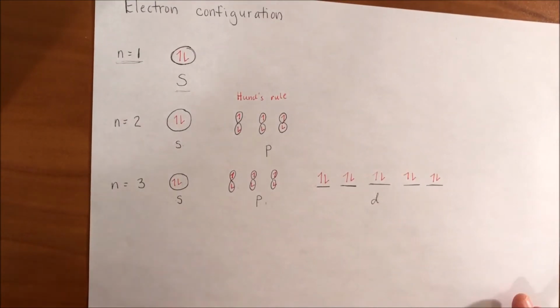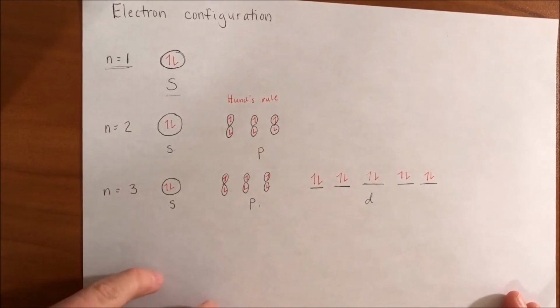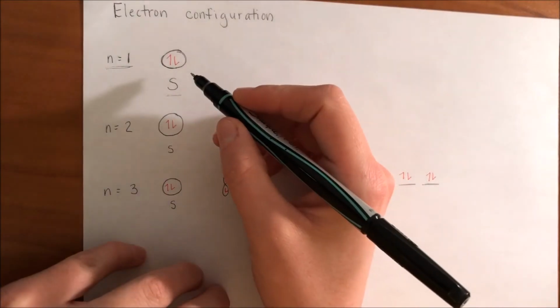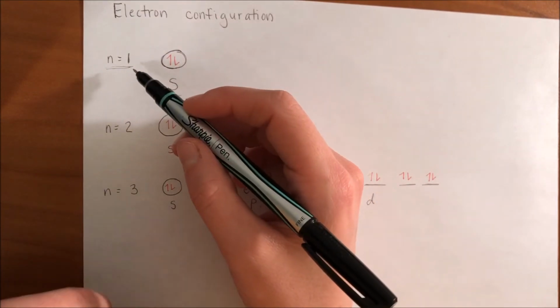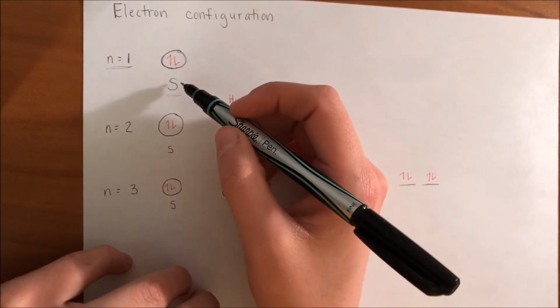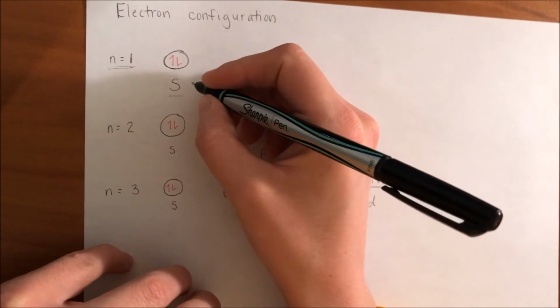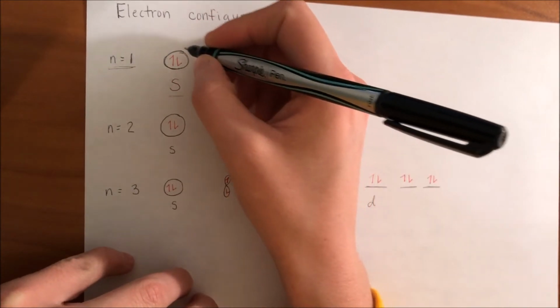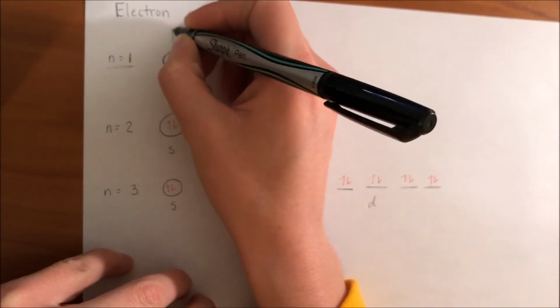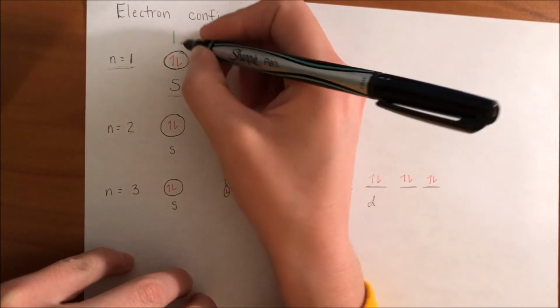So now let's take a step back and look at where the electrons actually ended up. So let's return to the first energy level. So here, this happens to be the first energy level in the S subshell.